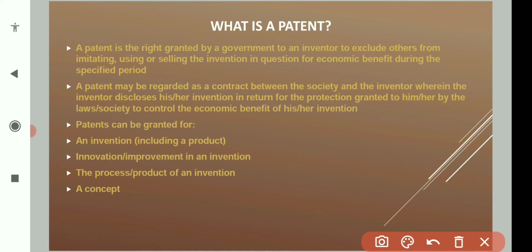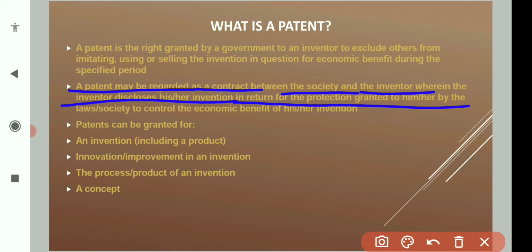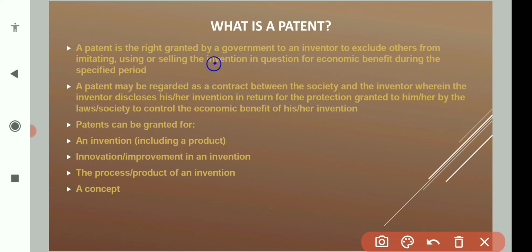A patent may be regarded as a contract between the society and the inventor, wherein the inventor discloses her invention in return for the protection granted to him or her by the law or the society to control the economic benefit of that invention. So it is a contract between the society and the inventor. First of all, the inventor will disclose the invention. They will say that I have invented this machine.